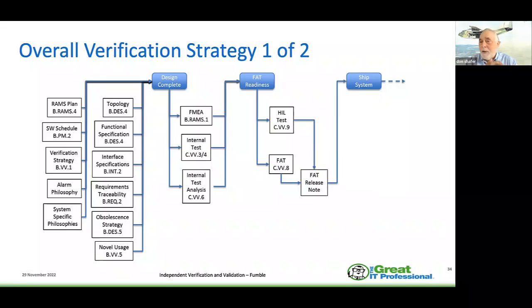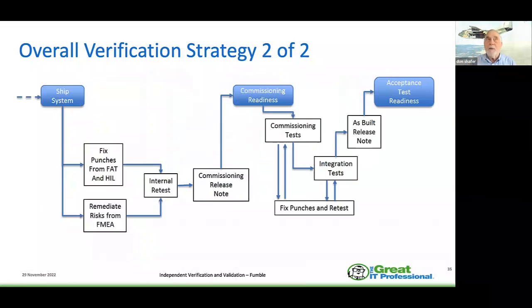Well, FAT is factory acceptance test. And the factory acceptance test then says, okay, here's what else I have to do. I've got to do a hardware in the loop test, an HIL test, which basically is a simulation. I don't have all these pieces of hardware. They may all be on the ship. So I'm going to simulate some of them and then do the testing. We oversee the testing. We oversee the factory acceptance test. We will probably write the release notes, or we'll write the release notes in concert with the manufacturer. And then I go to ship the system.